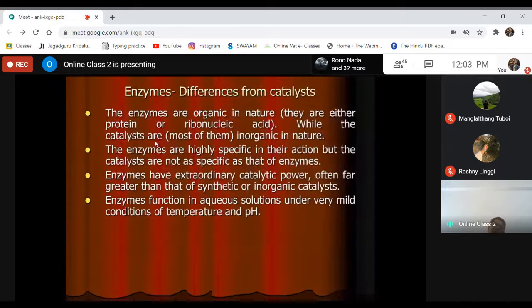How does an enzyme differ from a catalyst? Catalysts also catalyze reactions, they also increase the rate of the reaction. Same thing, enzymes also increase the rate of the reaction. But there are some differences between enzymes and catalysts. So what are the differences? First, enzymes are organic in nature. They are either proteins or ribonucleic acids.